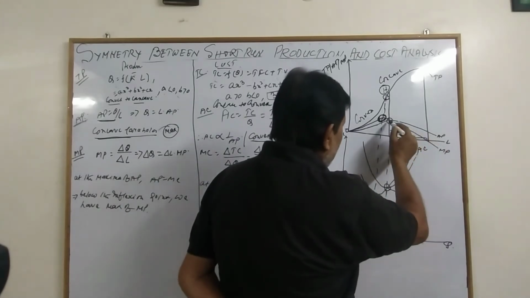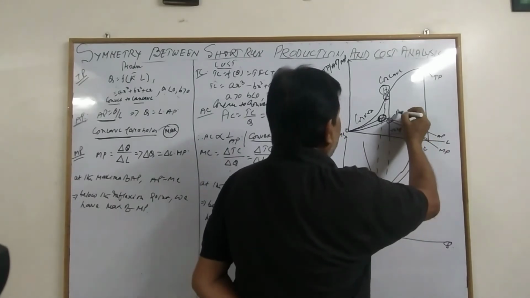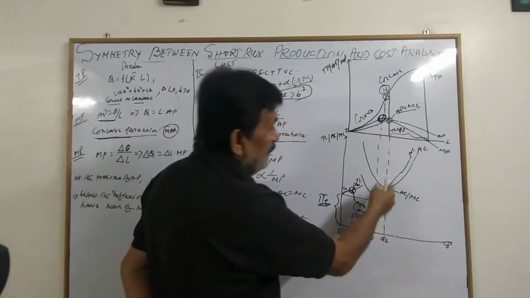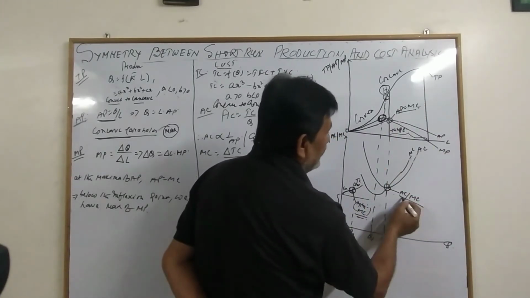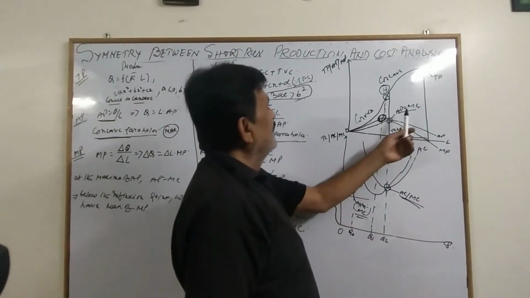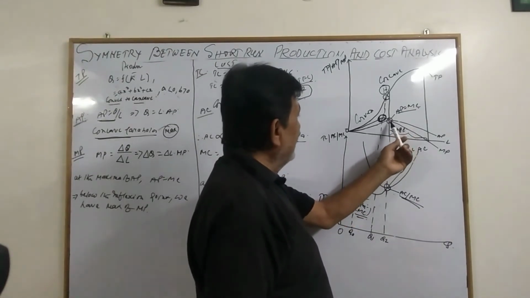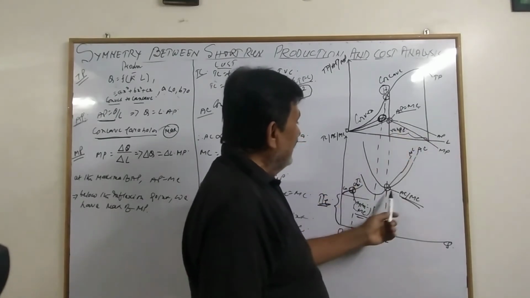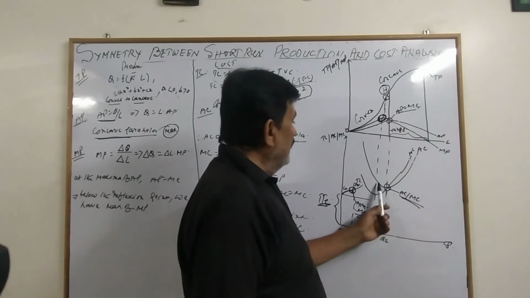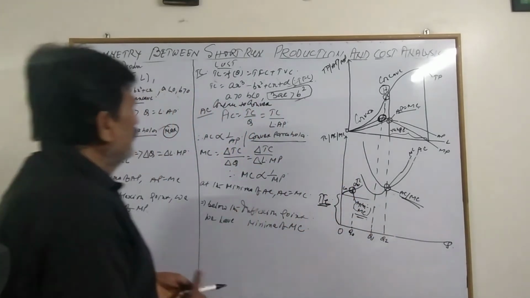At the maxima of average product, average product equals marginal product. And at the minima of average cost, average cost equals marginal cost. Exactly the opposite case is happening. Here average and marginal concepts are equalized at the maxima of the average concept, and here average cost and marginal cost become equal at the minima of average cost.